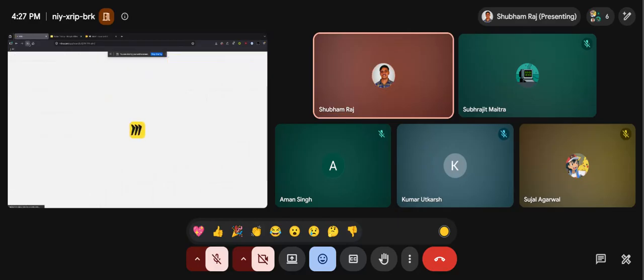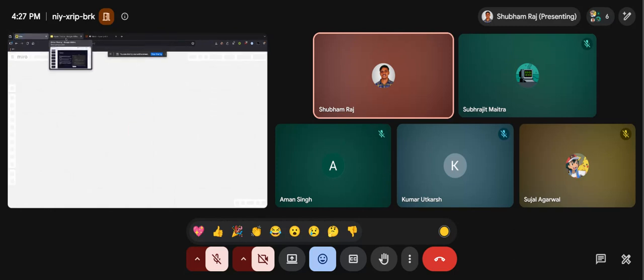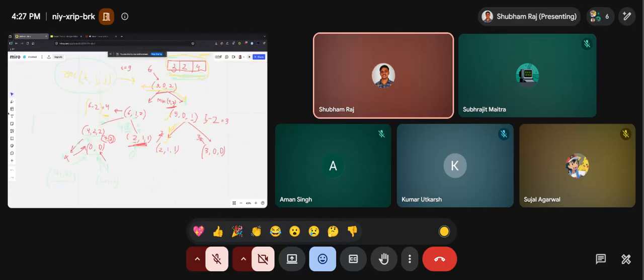Let me refresh it. Okay, yeah. So we need to pick the minimum, right? Because this is the opponent's one. So we are picking this one because 2 is the minimum of 4 and 2, and then we have to subtract it from our total, that is 6. Now this becomes 4, right? So this will return 4 from here.